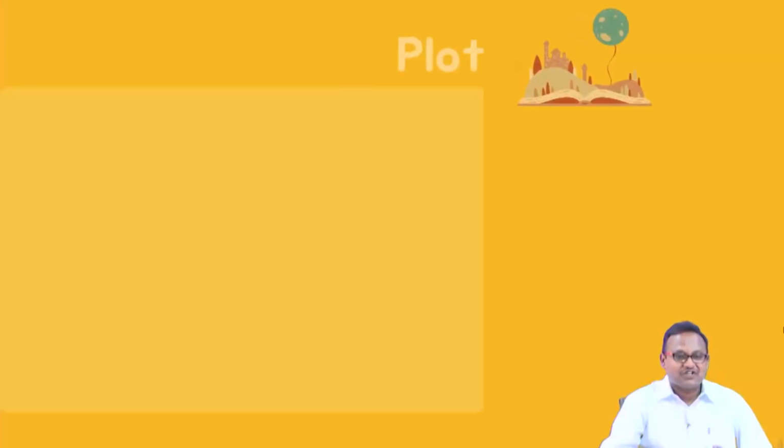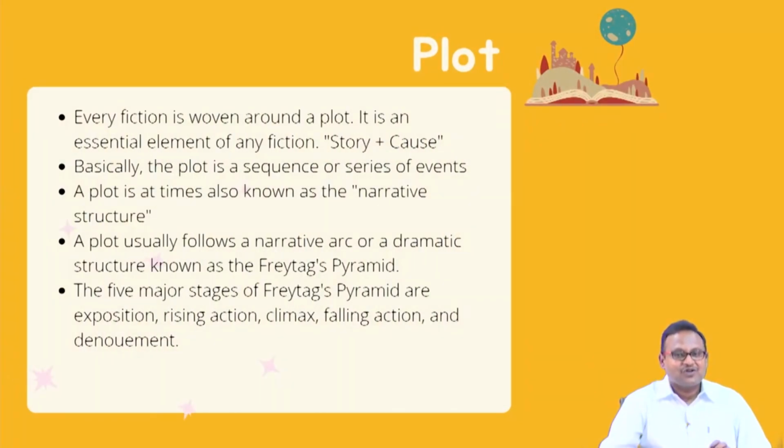So the first element of fiction is plot. Plot occupies a major role in fiction, whether it is a short story or a novel. Plot is very, very important. When in a novel, fiction is actually woven around a plot. In other words, plot is like a seed, and like everything is wrapped around the seed, fiction is woven around that plot. That's the bare minimum. Plot is the bare minimum that you need to work out. So it's an essential element of fiction, and we already discussed this.